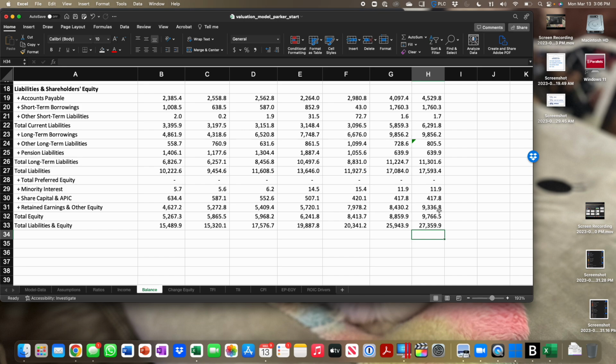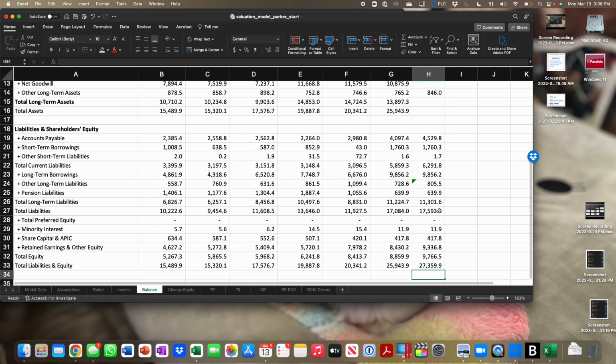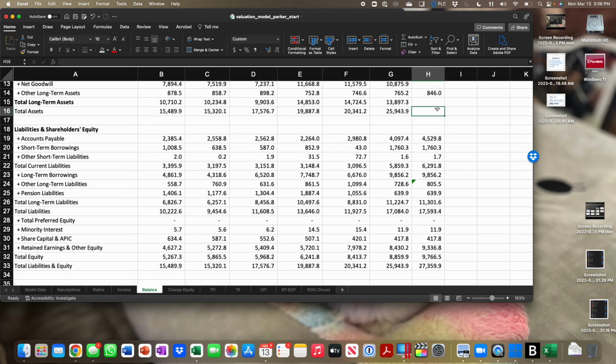Now, it's very important that my balance sheet balance. I need my assets to add up to this amount. So I'm going to show you the trick. Go to H16 equals H33. It'll make your balance sheet balance every single time without fail. Just make your assets equal to liabilities and equity.